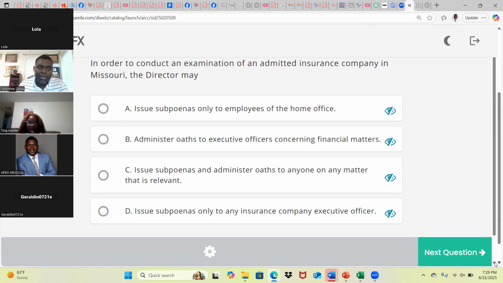Well, why do they need it in order to conduct an examination of an admitted insurance company? This is not my state, so I don't know. So in order to conduct an examination of an admitted insurance company in Missouri, the director may issue subpoenas only to employees of the Home Office, administer oaths to executive officers concerning financial matters, issue subpoenas and administer oaths to anyone on any matter that is relevant, or issue subpoenas only to an insurance company executive officer. Who wants to take a chance here?